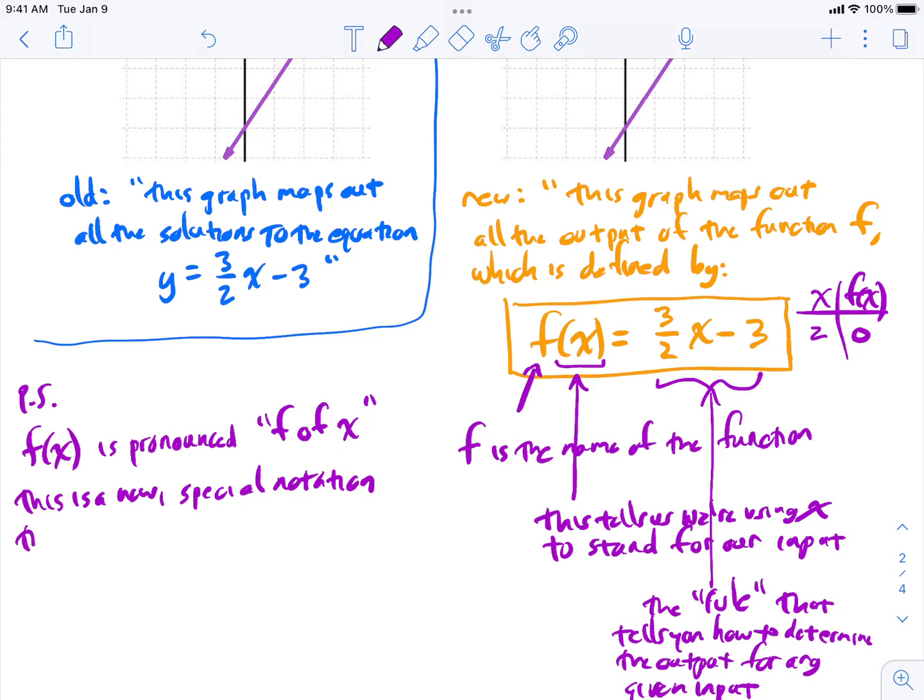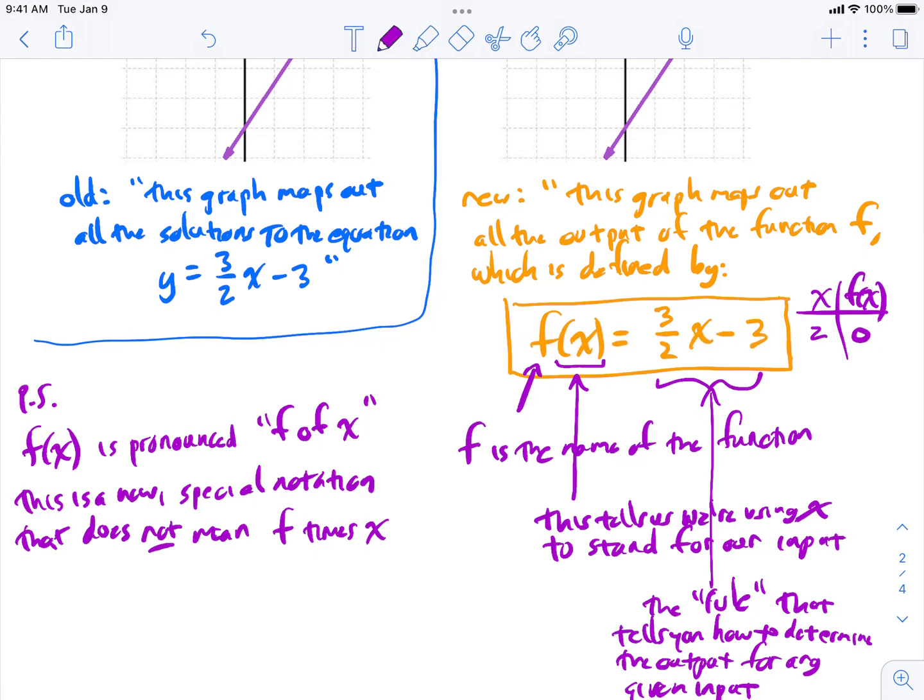That does not mean, if you're driving too fast past this sign, you might say, hey, I think that says f times x, right? Isn't that what a parentheses is supposed to do? It's supposed to tell you to multiply stuff, blah, blah, blah. Well, no, not in this case. It's a special notation. A new special notation, it does not mean f times x, it means f of x. So the way I would pronounce this whole thing is f of x is 3/2 x minus 3.